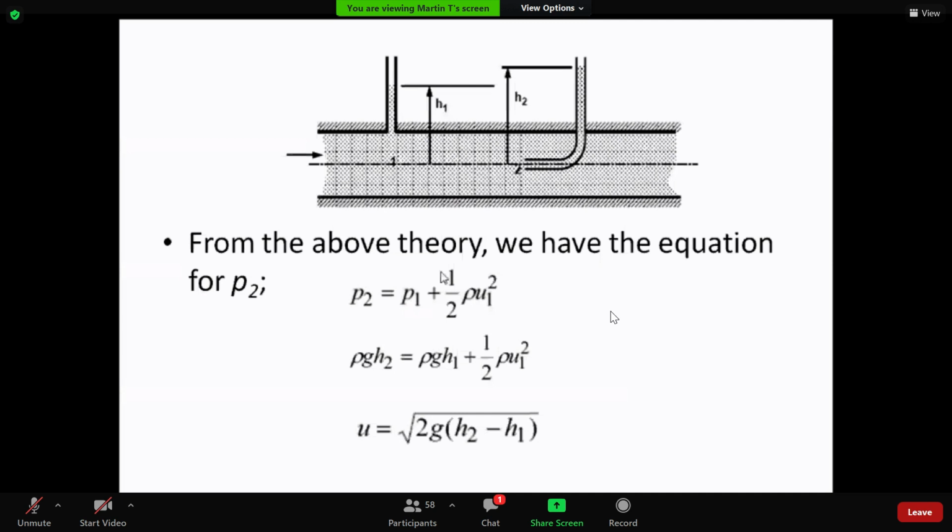So we've moved from pressures to heads, because if you go to the field and take two piezometers, it's very easy to see where the head is. You can see the height of the fluid in the tube. Then if you have that height, you can estimate the velocity. So U is equal to the square root of 2g into (H2 minus H1). Are we together?